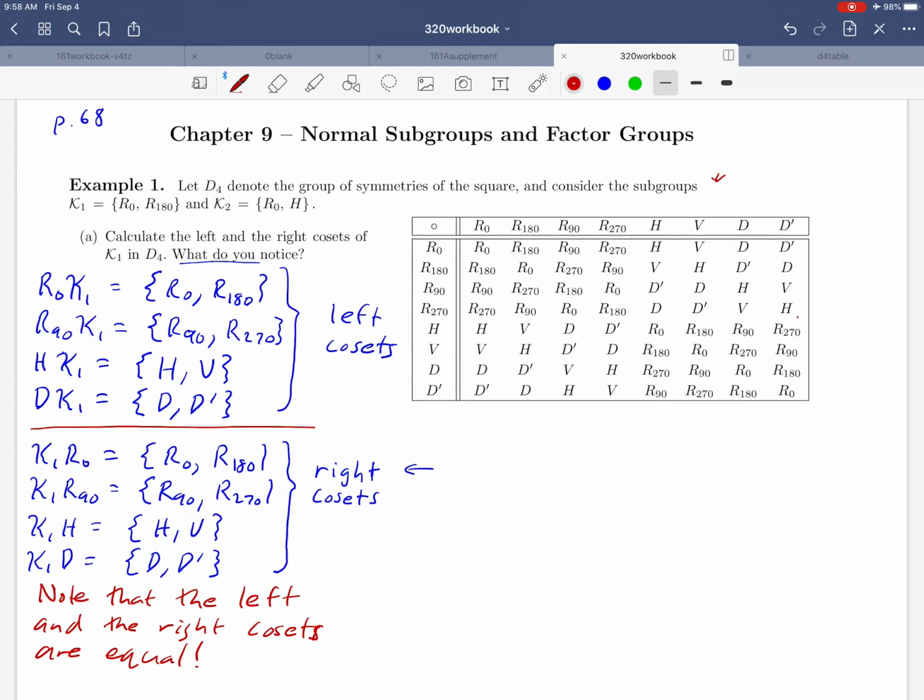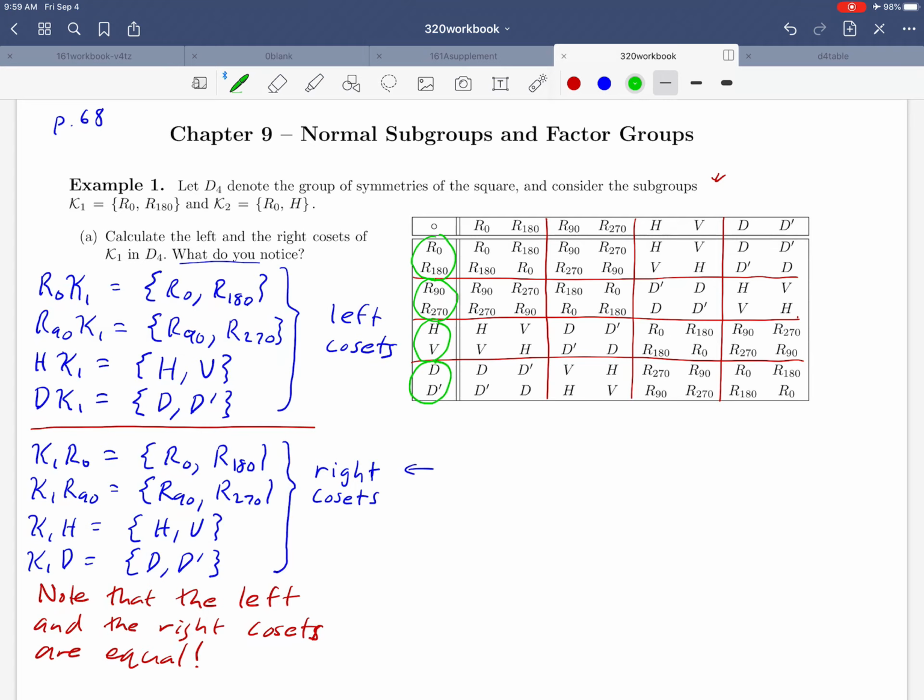So what we're going to do is take our elements and group them together by drawing some lines into our table here. By doing this, we're grouping our group elements into groups of 2. If I start circling those groups of 2, notice that those are exactly the 4 cosets that we calculated, the left or the right cosets. The same thing happens over here.